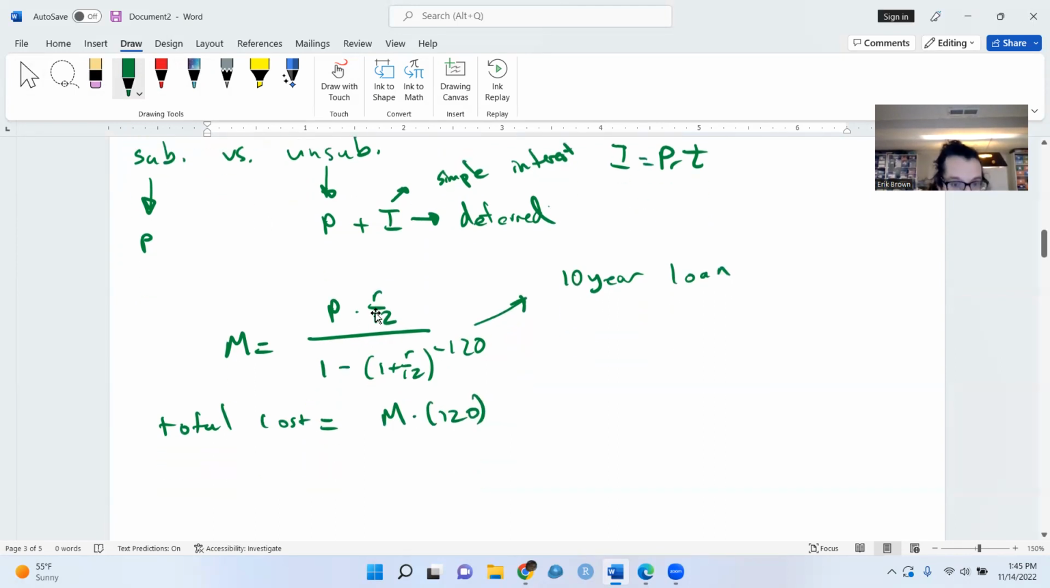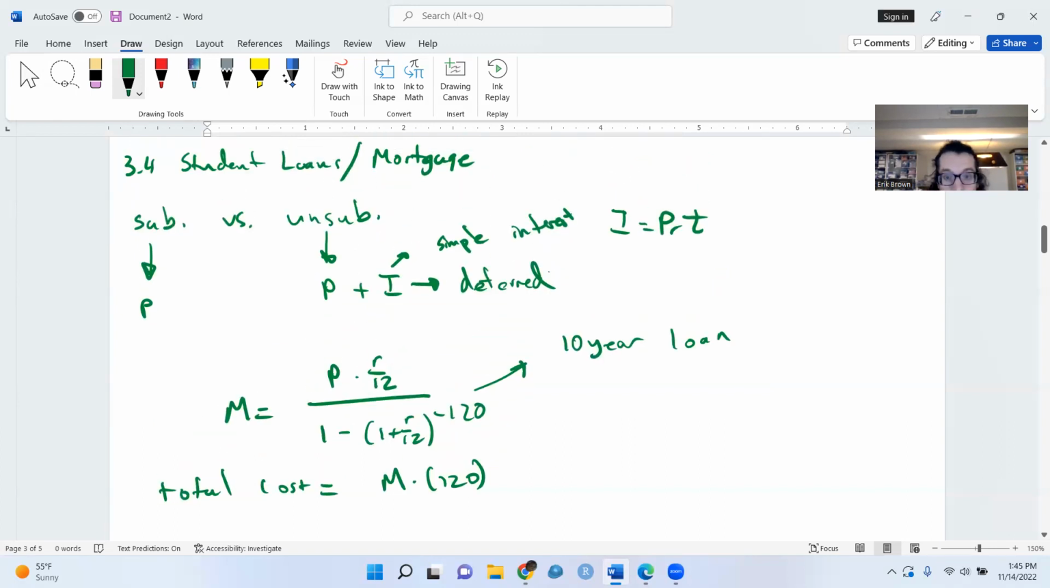If it was subsidized, same thing. You're not paying the interest. Sometimes we like to ask you, is it worth it to pay the interest while you're in school? And so then, if you're the one subsidizing yourself, like if you're paying this interest, then you would add the interest to the total cost, but you would calculate your monthly payments off of the subsidized.